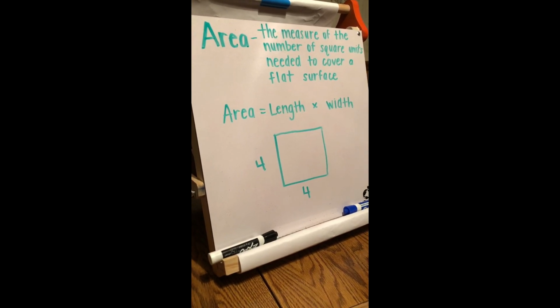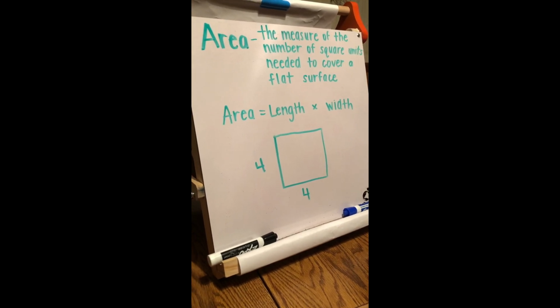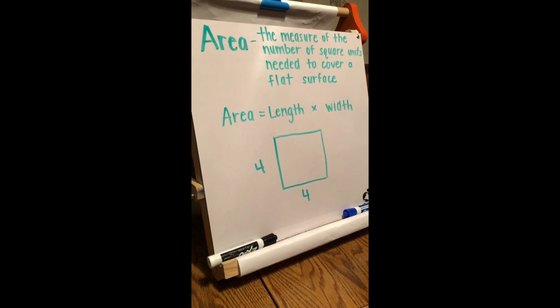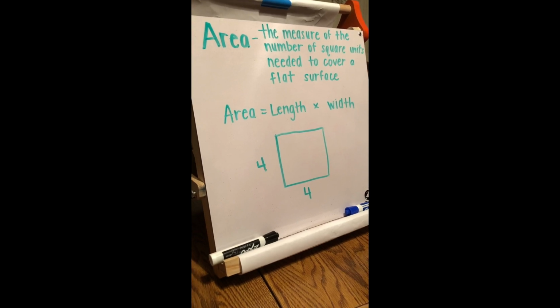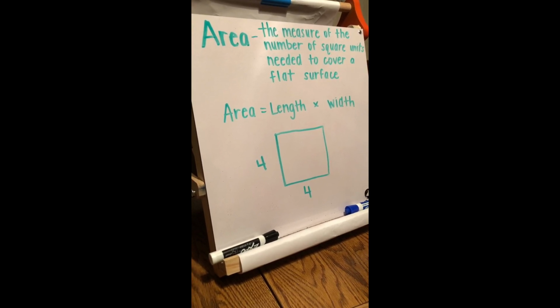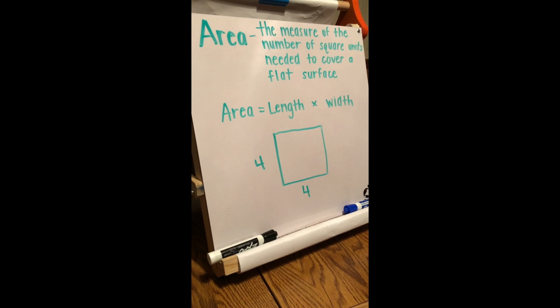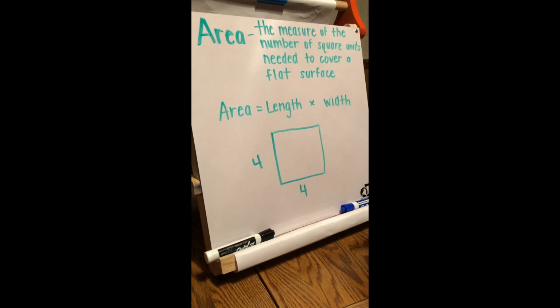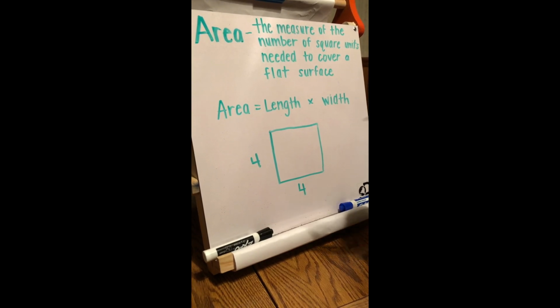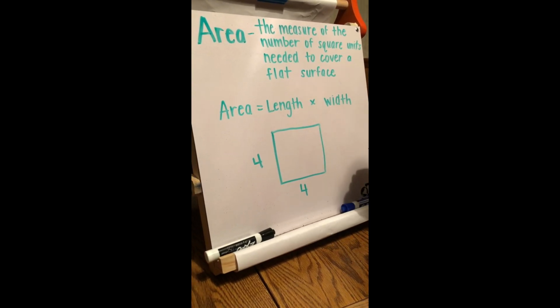Hey kiddos, it's the last page of your week 2 packet, and we are going to talk about area and perimeter. So first, to figure out area, area is the measure of number of square units needed to cover a flat surface. So it's the inside of the shape. So we know we can use the formula that area equals length times width. So let's say I have this square, and I know that my width is 4 and my length is 4.